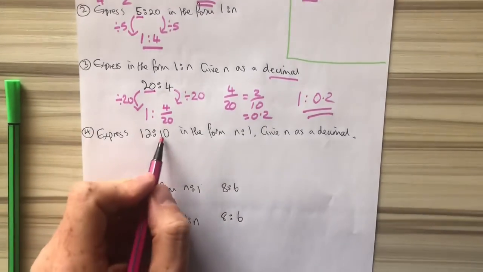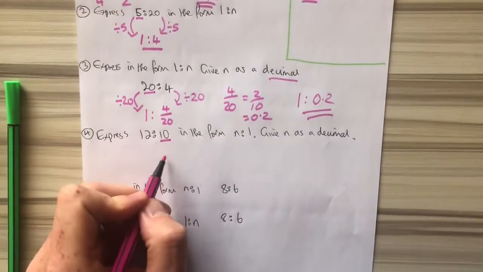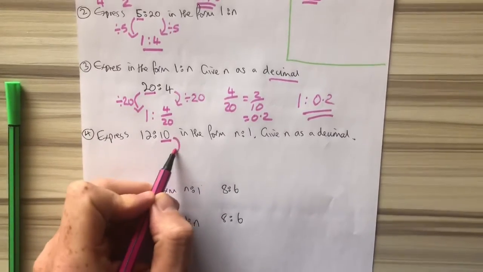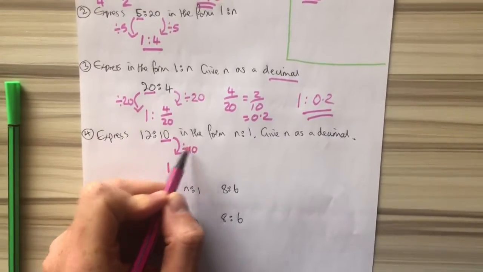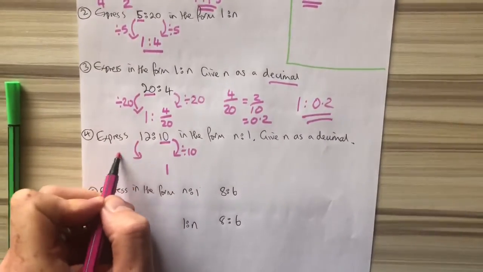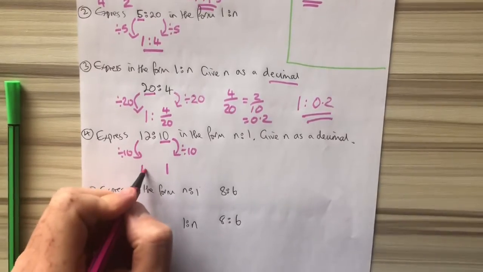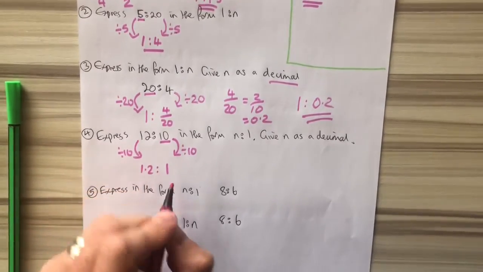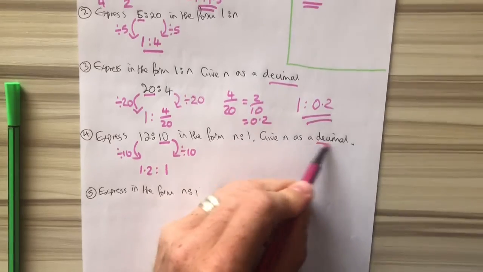Next one, express 12 to 10 in the form n to 1. So this one's got to be 1. So divide by 10. Divide this one by 10. And they get 1.2 to 1. Check what it wants it as. Give n as a decimal, which we have done.